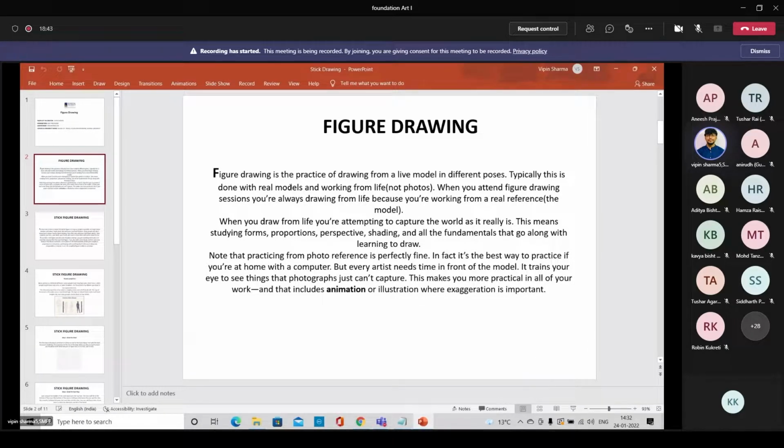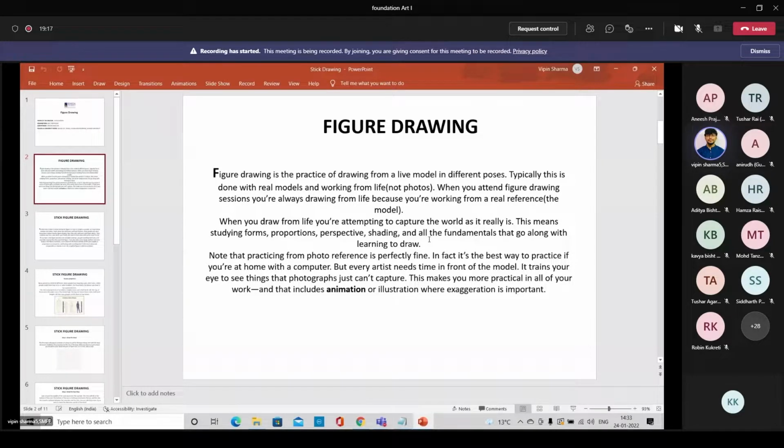Here we begin. Figure drawing is the practice of drawing from live models in different poses. It means when we start learning figure drawing, we need to observe the character. For example, your mother sitting in the kitchen doing some kind of work. You should observe her pose and try to draw, right? That is the beginning of drawing. First begin with observation. If your observation improves, then your drawing will easily improve.